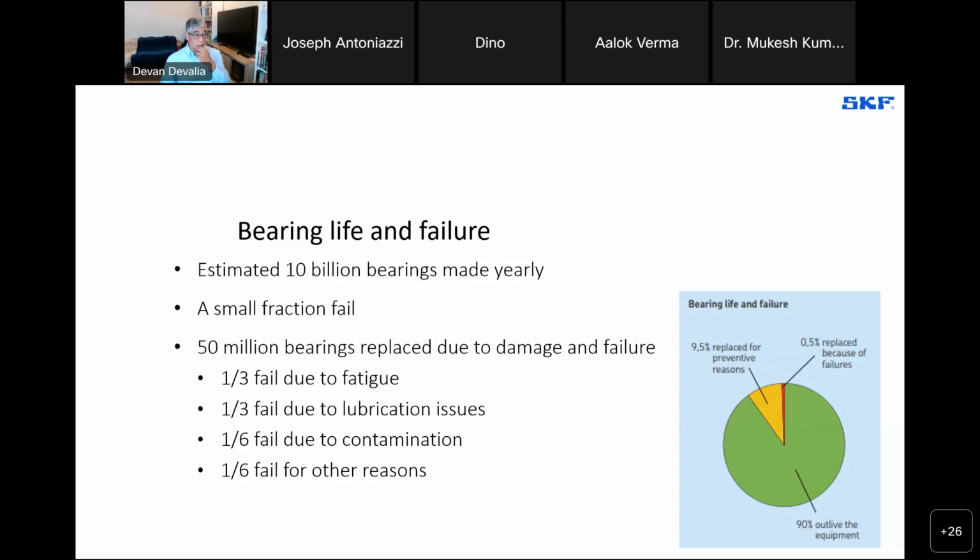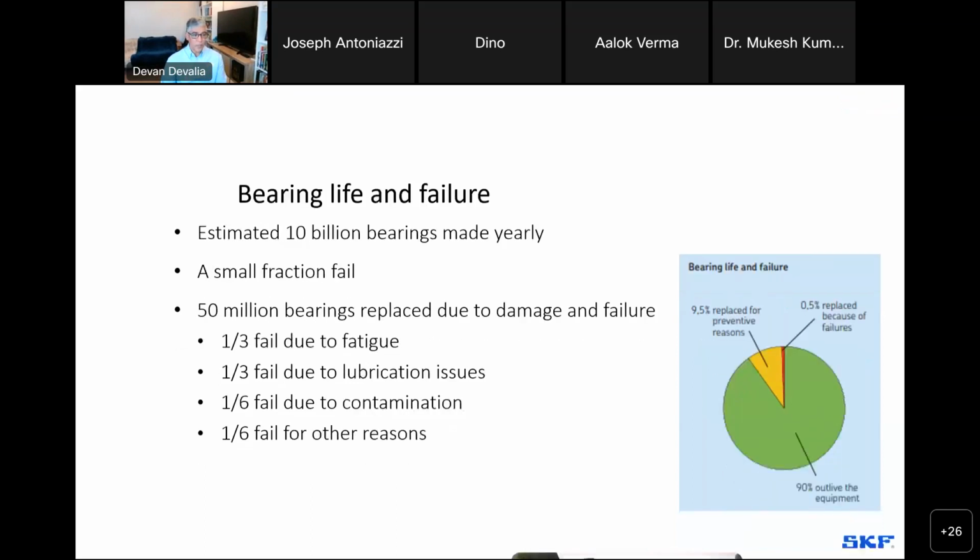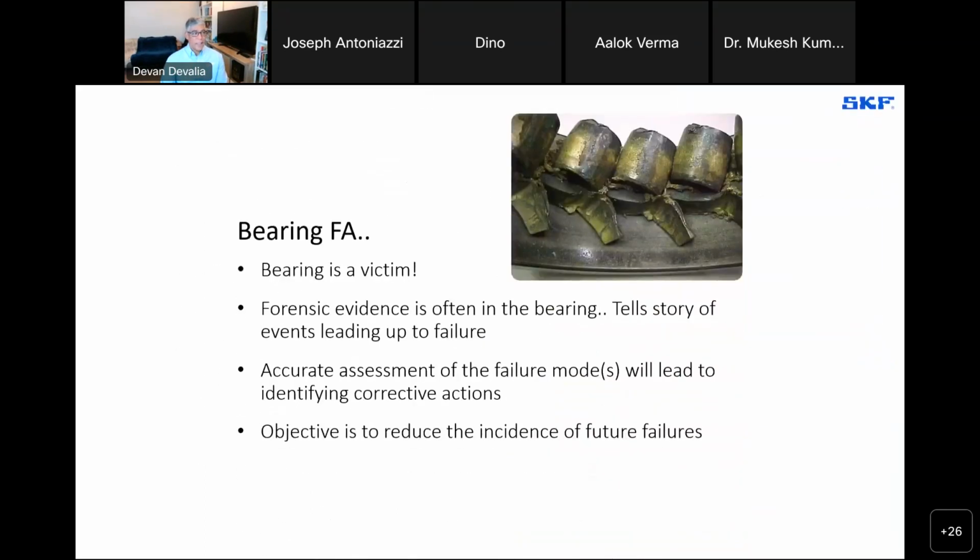We'll find that the figures actually do vary depending on the industry or the application. In pulp and paper, for example, a major cause of bearing failure is contamination and inadequate lubrication, not necessarily fatigue. I love this slide as an application engineer for a bearing manufacturer.